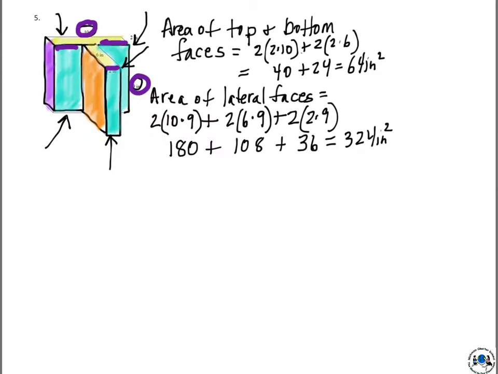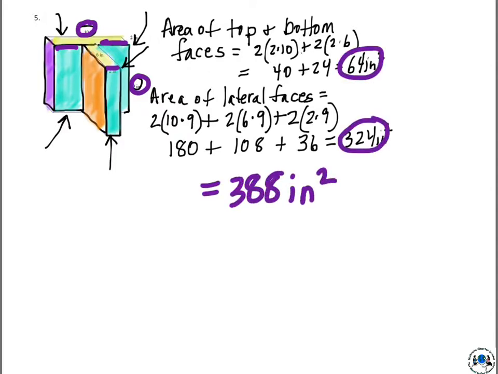So all the lateral faces highlighted in orange, purple, green, and the ones that you can't see, of course, the partner faces that you can't see, those all add up to 324 square inches. And of course, I just add those, and I end up with a total surface area of this 3-dimensional T on its side of 388 square inches.